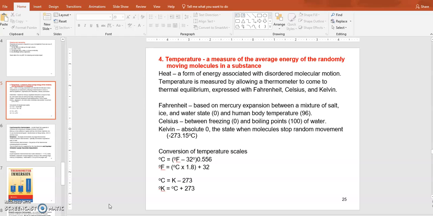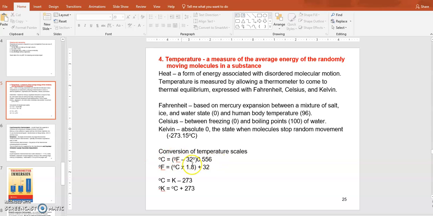Temperature can be measured in different units. Of course, Fahrenheit is one unit, Celsius is another, and Kelvin is another. Among those, the most common international unit that we're going to use is degrees Celsius. Those units are interchangeable. These are the equations that you can use to change between Celsius and Fahrenheit.